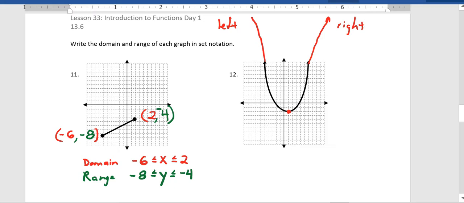When we talk about domains, you need to ask yourself, how far left is my graph going? And then how far right is my graph going? Because with domains, we're talking about x values. And x values go left, and x values go right.